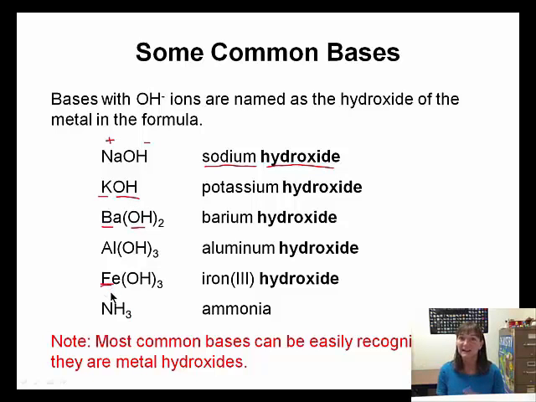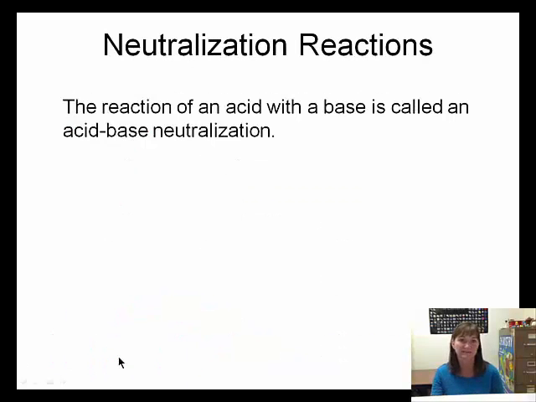Down here, iron has a variable charge, so you have to put the Roman numeral in there letting you know what the charge is on the iron. So that would be iron(III) hydroxide. The one that I really want you to memorize is ammonia, because ammonia does not have a hydroxide. I really want you to be quick at seeing if the molecule has an H written first, it's an acid. If your molecule has a metal followed by hydroxide ion, that's a base. Okay, so those should be quick to see. Ammonia, however, is not quick to see because it doesn't have that metal followed by hydroxide. So I want you to memorize ammonia is a base. Most of your common bases can be easily recognized since they're metal hydroxides.